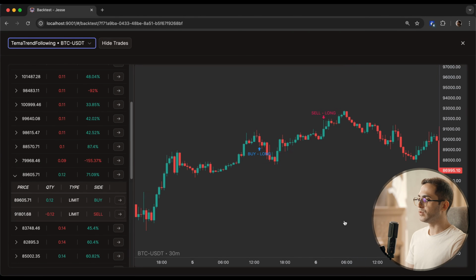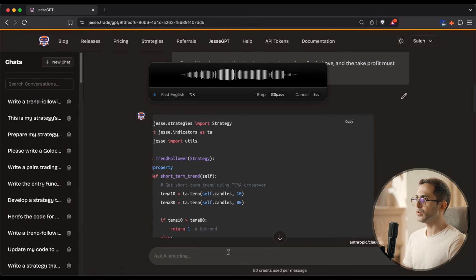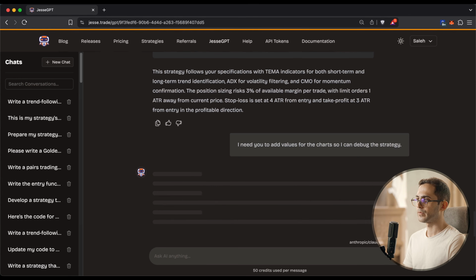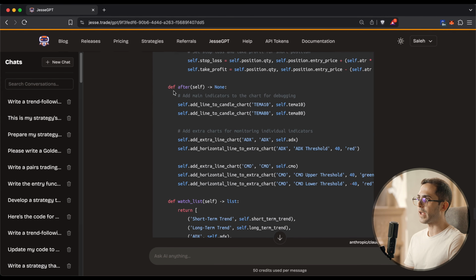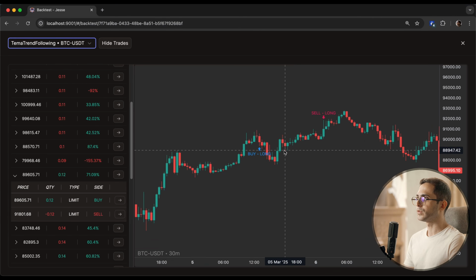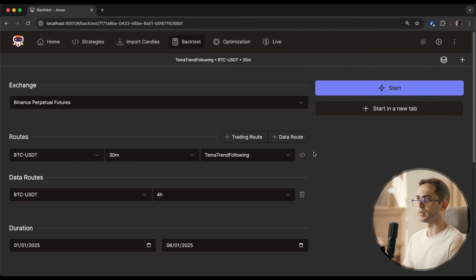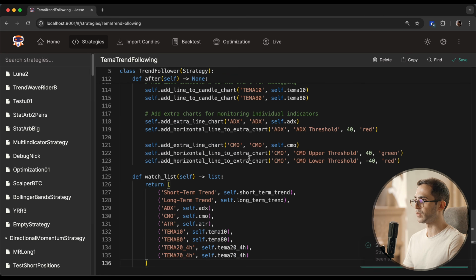So let's go back to JesseGPT and simply ask the AI to add the values for us. I need you to add values for the charts so I can debug the strategy. All right, so it added this after function here, which will do just that. So let's copy the whole thing, go to Jesse's dashboard, press new session, click here to see the code of the strategy and paste the whole thing here.